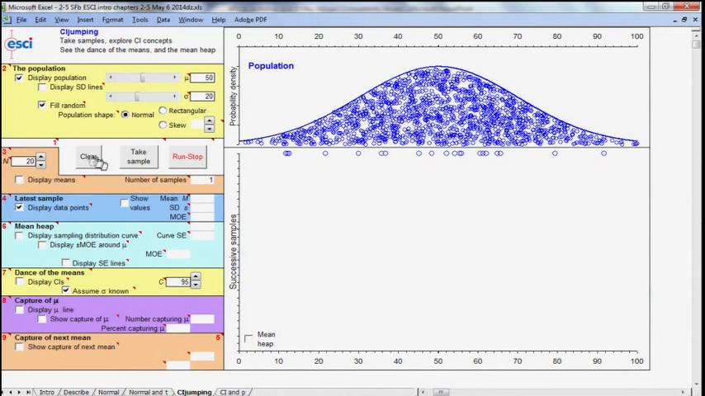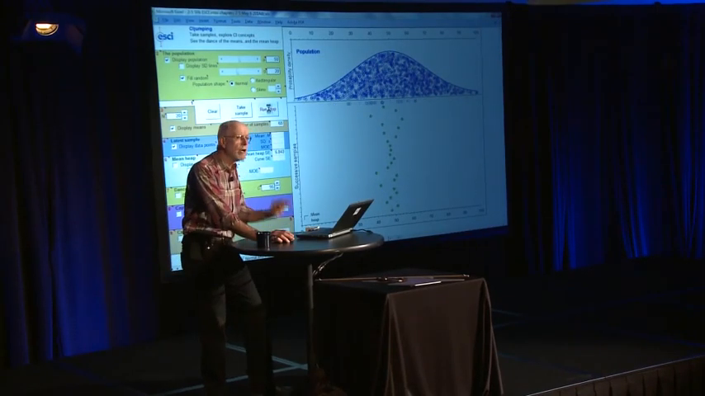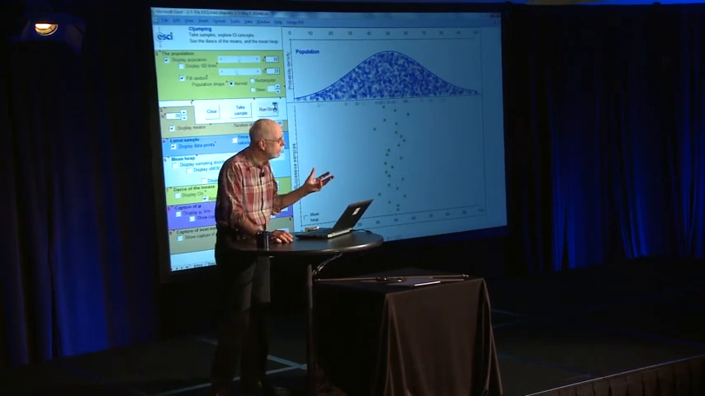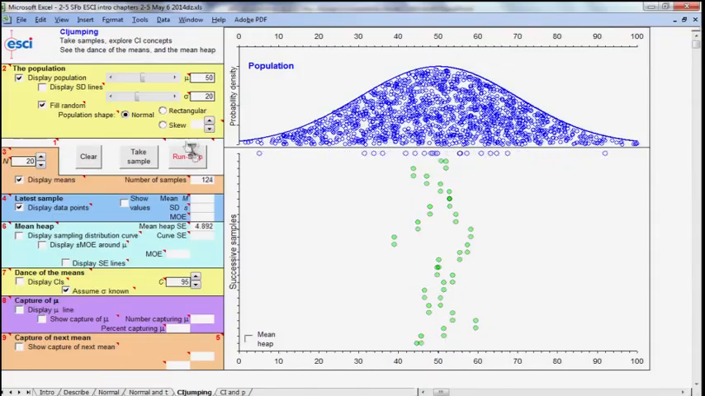Now let's clear and take one and display the mean, and there it is. And typically, that's all a researcher knows, just the data and what we calculate from it. And we don't know the population. But I'm in the computer, let me do it again, and drop down the first mean, and again, and again, and in fact, run this, and what do I have? The dance of the means.